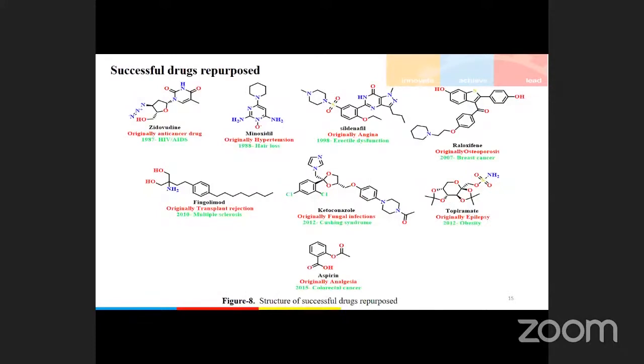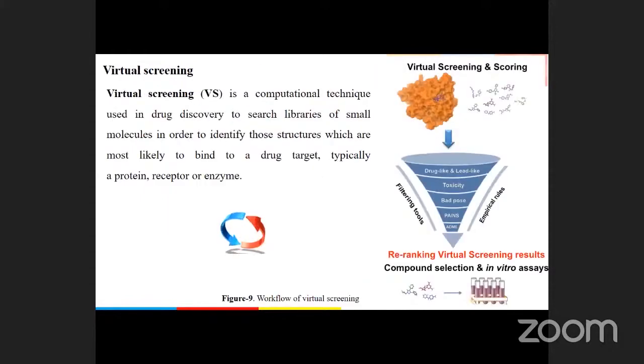These are a few successful drugs that have been repurposed. I mean, I am showing only a very short list, because the full list would be several pages long, so I am not showing all of it. These are very few structures that have been successfully repurposed using this approach.